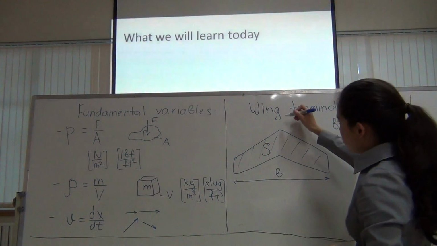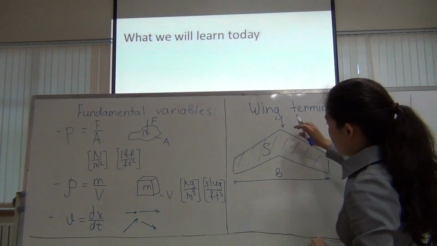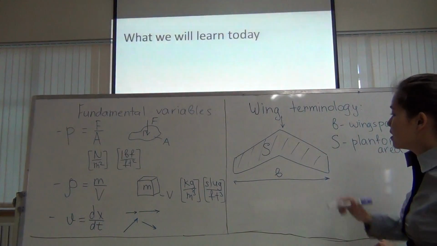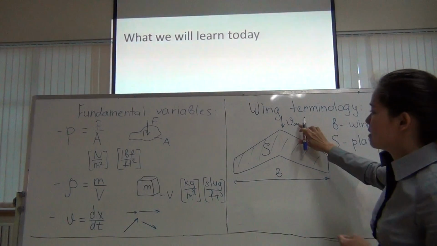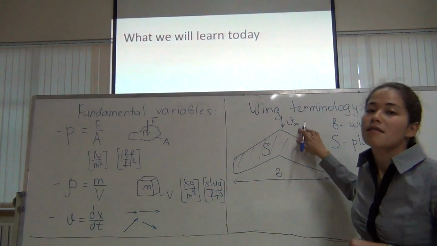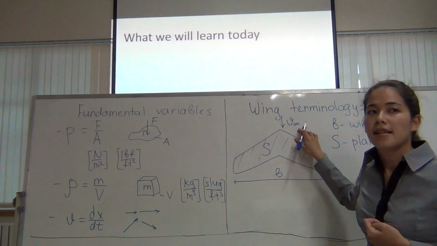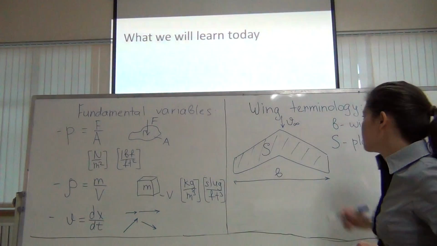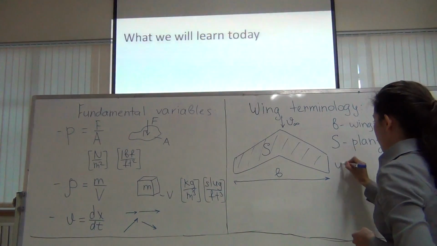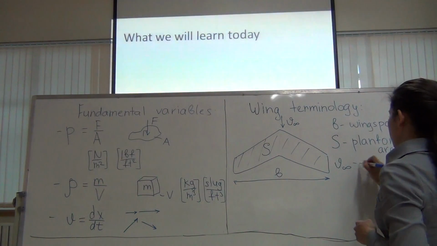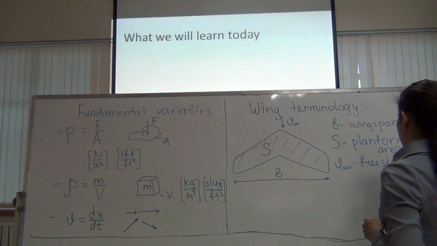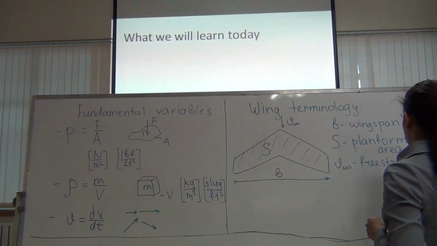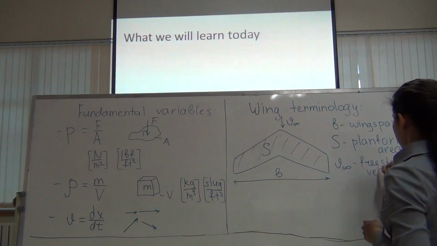Next, we have some air coming at the wing. It travels at some speed that we denote as V infinity, which means free stream velocity. That is the velocity far from the wing. Let's write it down as well. Free stream velocity.